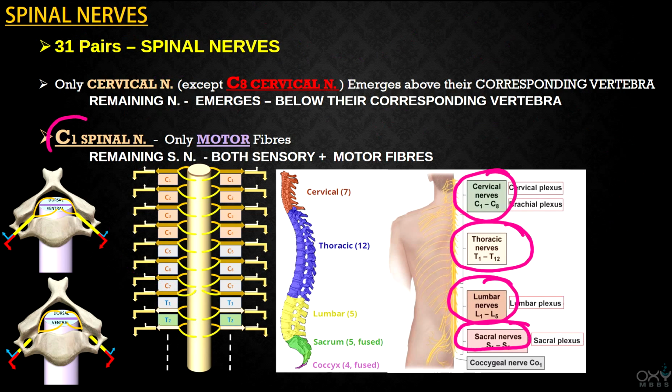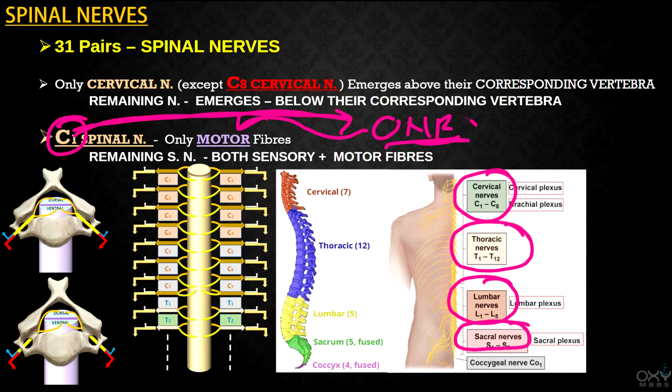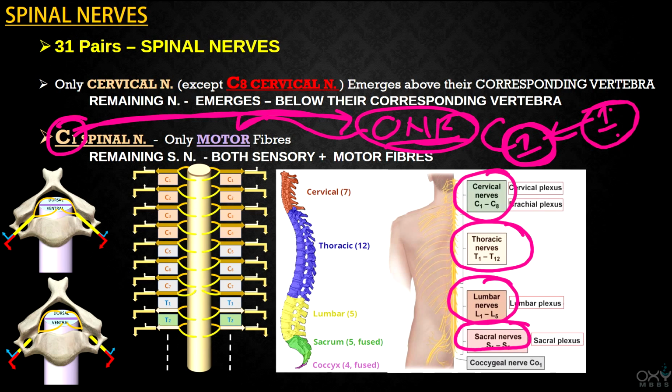Now C1 is the only spinal nerve which performs only motor functions. Now how will you remember that the C1 nerve performs only motor function? It is very simple, as in the C1, this one defines that the C1 nerve performs only a single function, and that function is only motor activity, while the remaining spinal nerves are both sensory as well as motor.